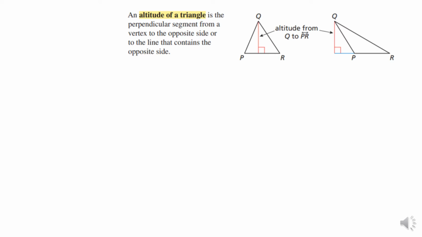Okay, so now we're going to talk about the orthocenter, but we first have to learn what an altitude is. An altitude of a triangle is the perpendicular segment from the vertex to the opposite side or to the line that contains the opposite side. So here's the altitude here to this line, and this is the altitude from Q on this triangle. Notice I had to go outside the triangle, so you have to be careful.